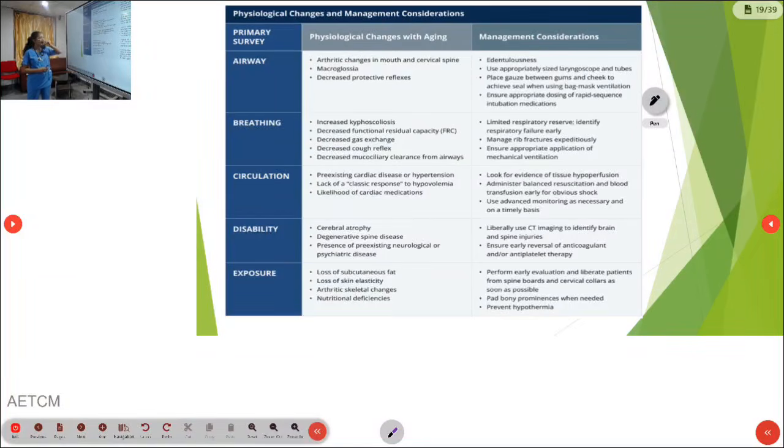With early and proper application, we can manage these conditions. In circulation, there will be pre-existing cardiac condition or hypertension, the classic response such as tachycardia to hypovolemia will be less, and there is likelihood of cardiac medication use.